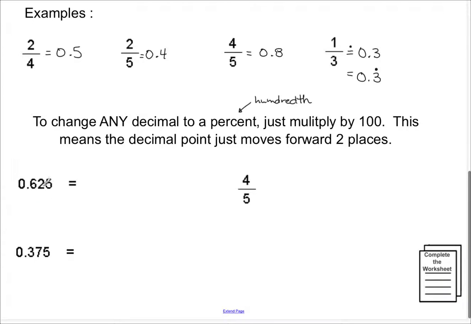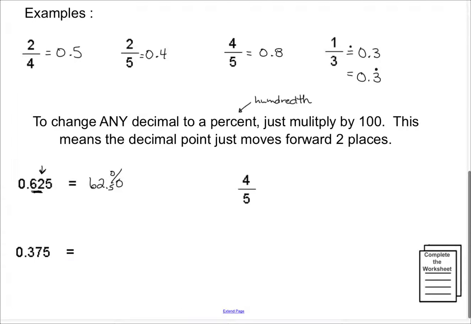So if we take a look at this one, we could plug this into the calculator, or we could just figure out how many hundredths this is. Which one is the hundredth column? This one, right? That's the hundredth column. So we take the 2 places that make up the hundredths and say that this is 62 hundredths, or 62%. Now you can put that 0.5 in there. It's probably a good idea to still say it's 62.5.